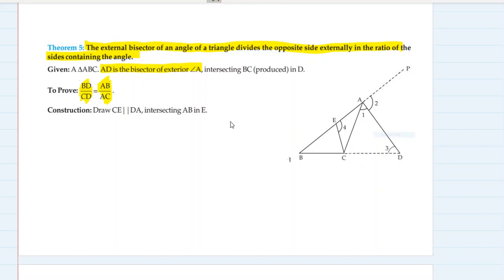And here they have done one construction. The construction is drawing CE parallel to AD. They don't look parallel, but yeah, they have drawn it parallel. Okay, so assume this is parallel. Now, how do we use this to prove that AB upon AC is equal to BD upon CD?